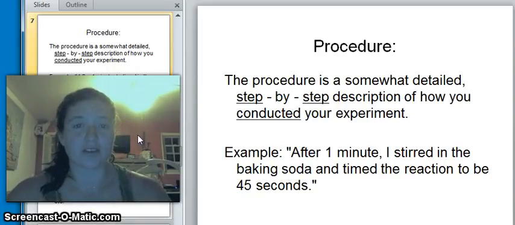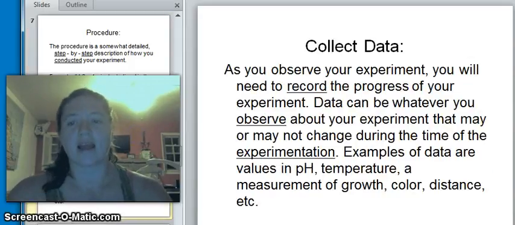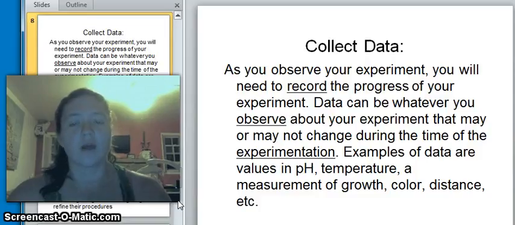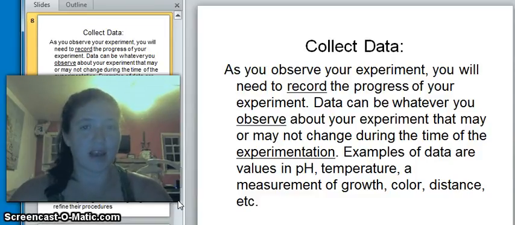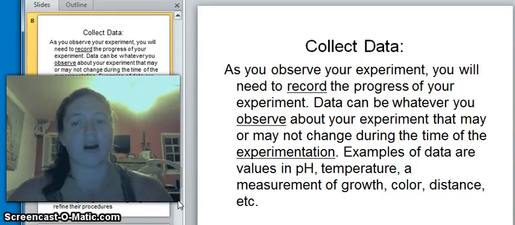So once you have your procedures and you've got your materials and you've got your variables all figured out, then you actually collect your data. You do the experiment. And as you go through and do this, you want to record all of your data, record any observations. Those are the things that we have with our 5 senses: eyes, ears, nose, mouth, touch. And you also record things that may or may not change during the time of experimentation.